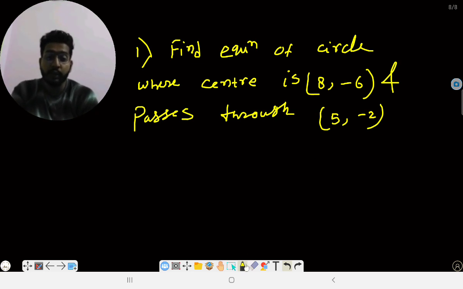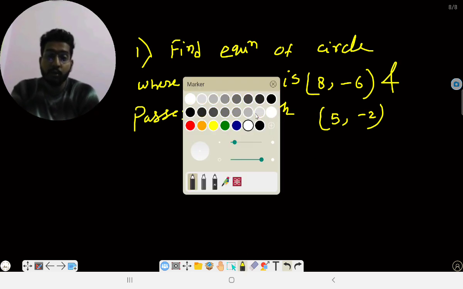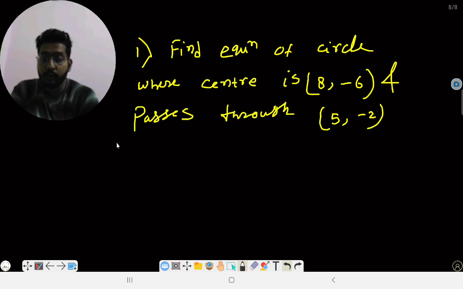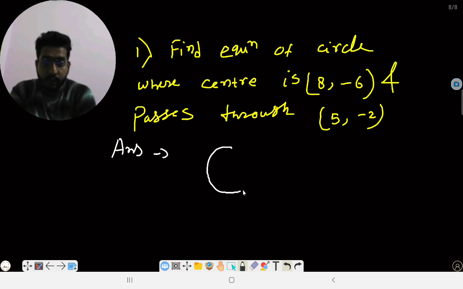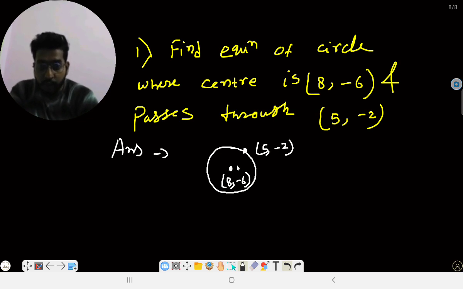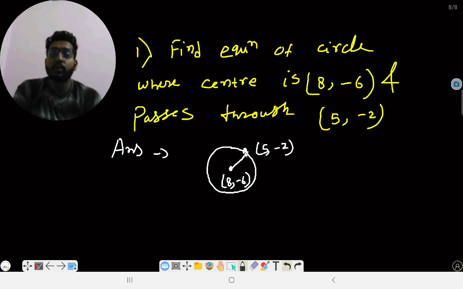Now how to find the equation of the circle? Look at the figure here. Suppose this is the circle. Here, what is the center? The center is given as (8, minus 6). This is the center, and it passes through (5, minus 2). Now look here, if I join these two points, this forms a radius of the circle. This is the radius of the circle.